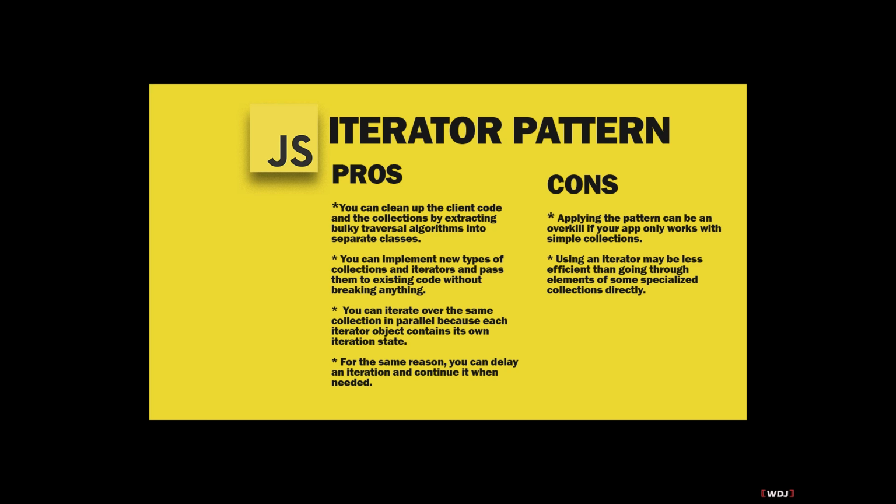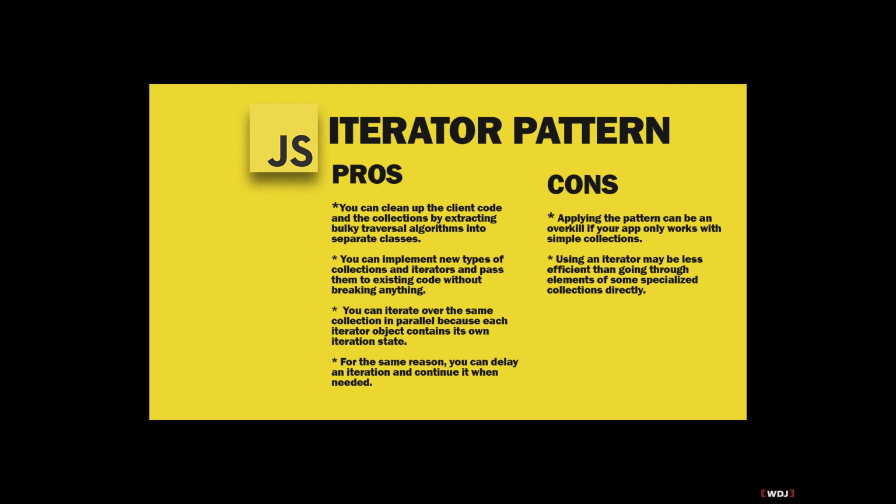Like we've done in the code, we did have that new iterator. We're creating an instance of that iterator. You can create multiple instances, and every instance is going to have its own index. So you can loop through multiple collections in the same application, and it'll iterate as expected. And for that same reason, you can delay an iteration and continue it when needed, which is a pretty cool thing.